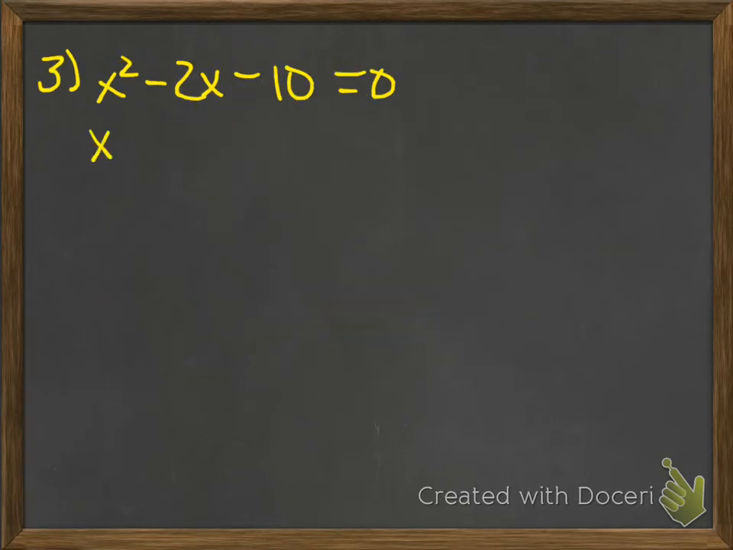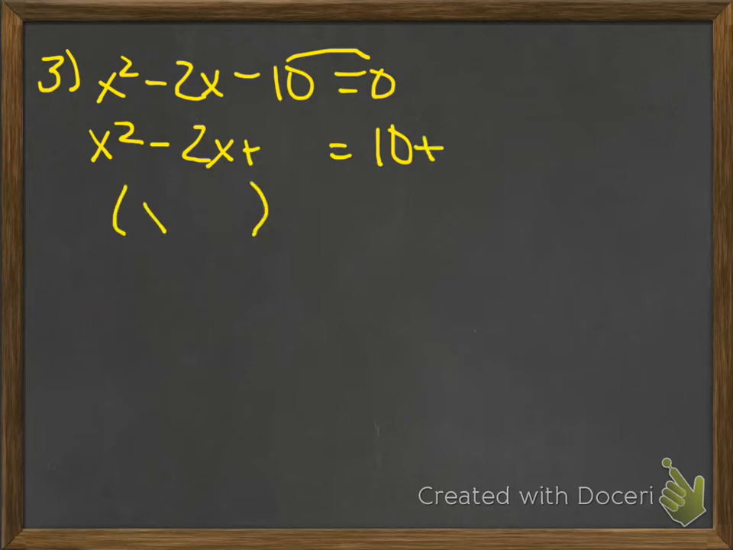On number 3, we want x squared minus 2x minus 10 equals 0, but we don't want the 10 on the same side as the x's. So I need to move this 10 over to the other side and say positive 10. I go through my same steps. Divide negative 2 by 2, and I get negative 1. Negative 1 squared is positive 1. Add that to 10. 10 plus 1 is 11.